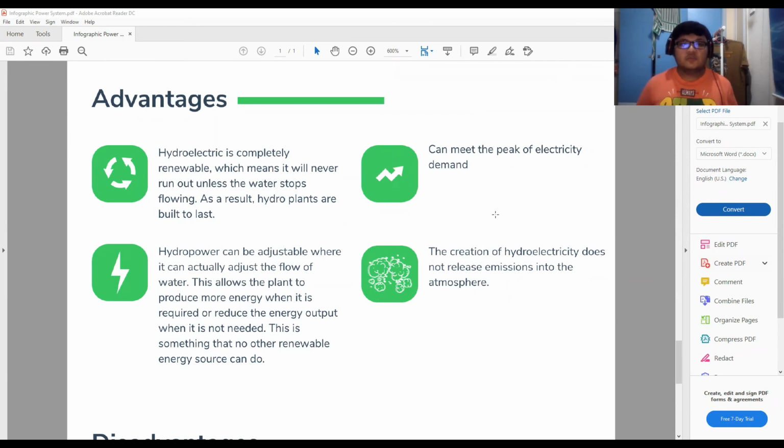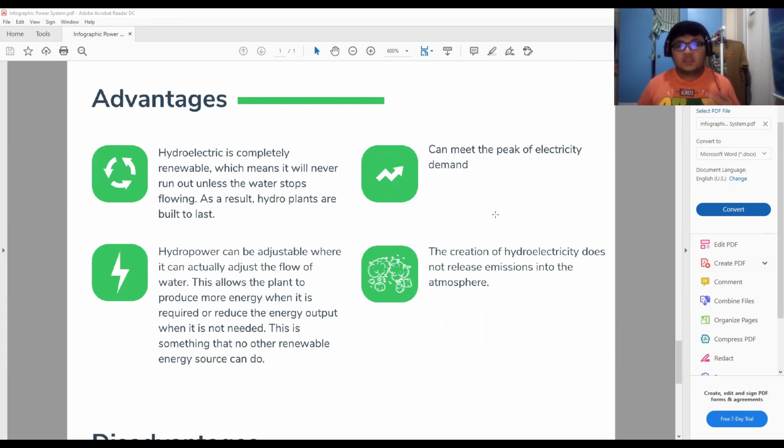So first and foremost, we go to the advantages. Hydroelectric is completely renewable, which will never run out unless the water stops flowing. As a result, hydro plants are built to last. Second, hydropower can be adjustable, where it can actually adjust the flow of the water. This allows the plant to produce more energy when it is required or reduce the energy output when it is not needed. This is something that no other renewable energy source can do.